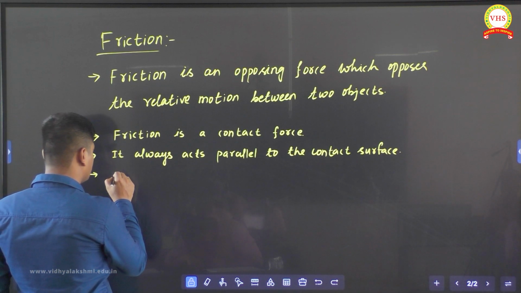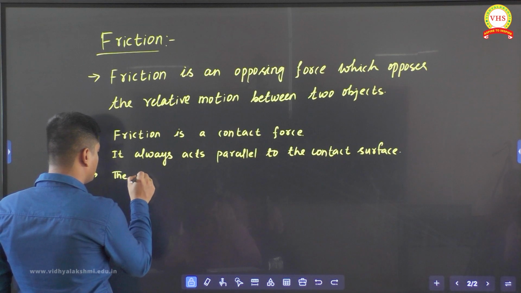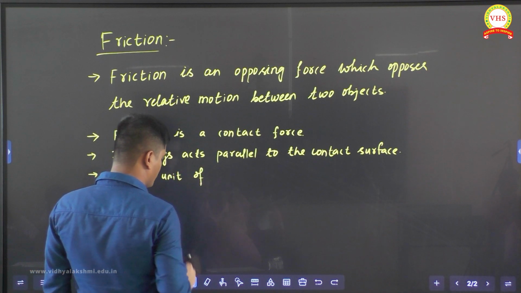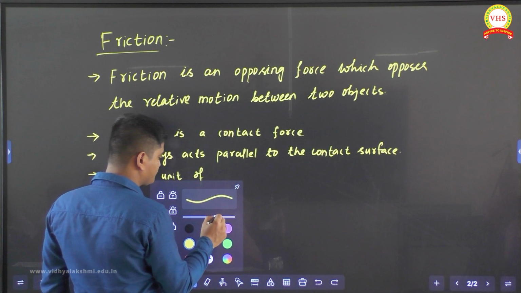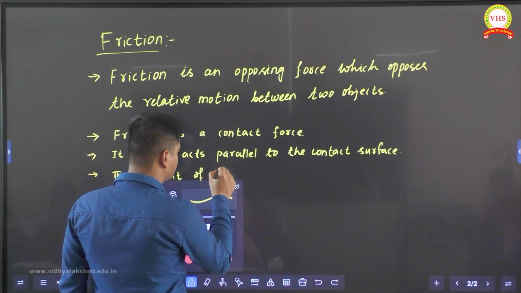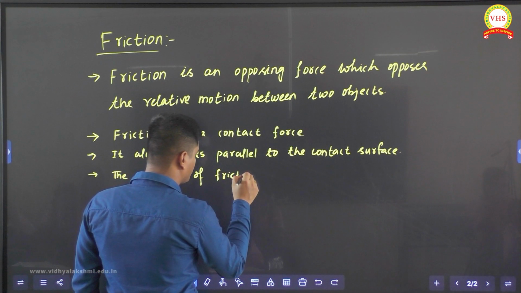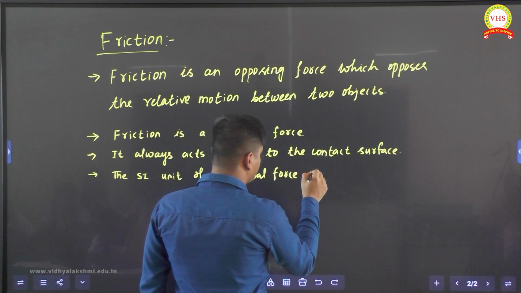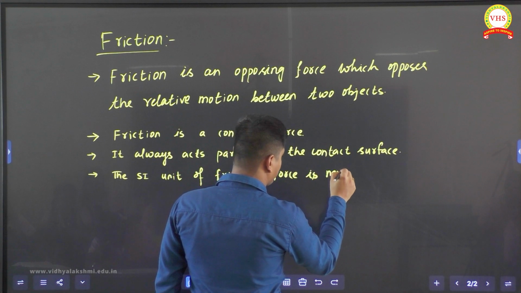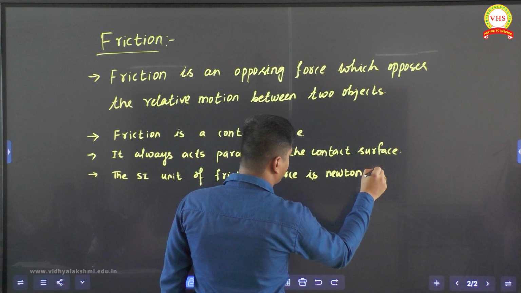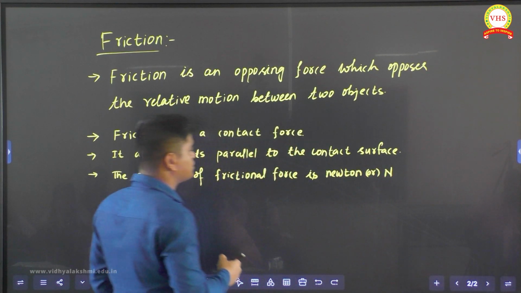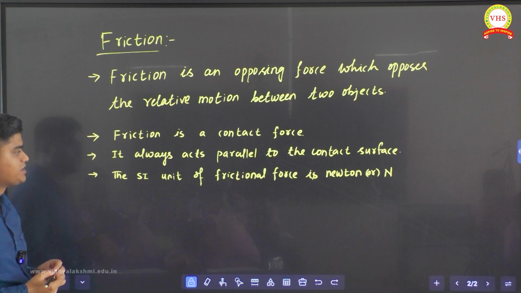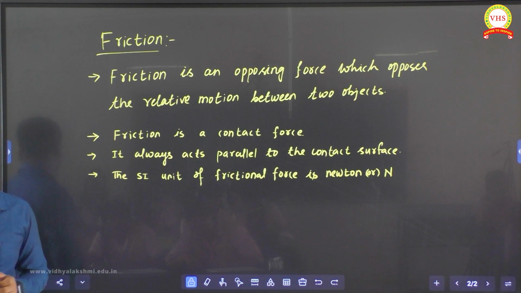And remember the SI unit. The SI unit of frictional force is Newton. Newton, or the symbol, give capital N.